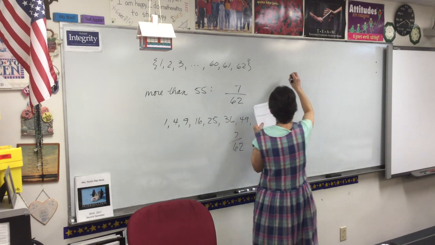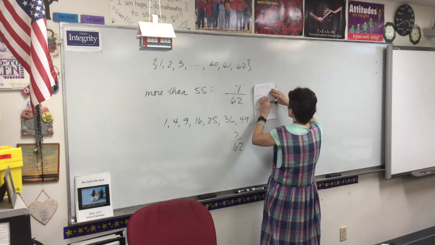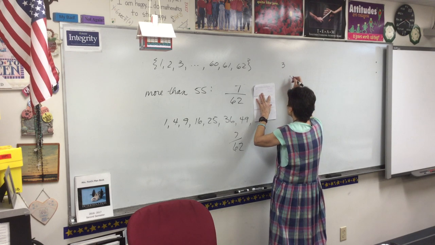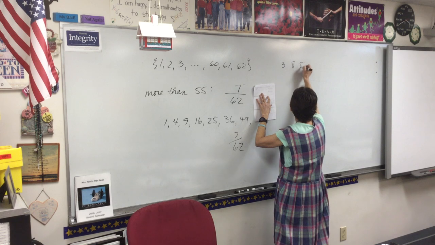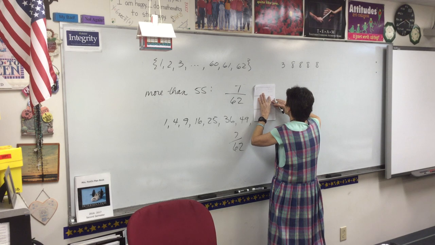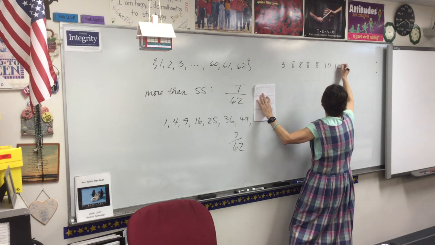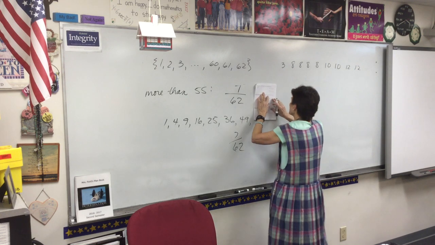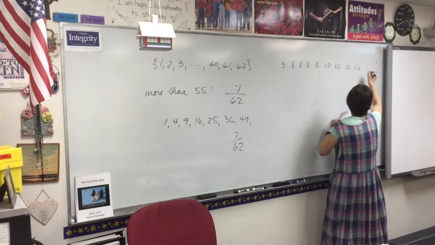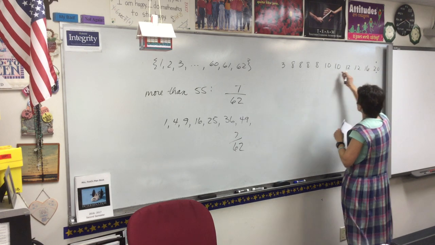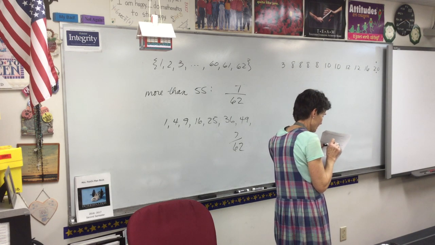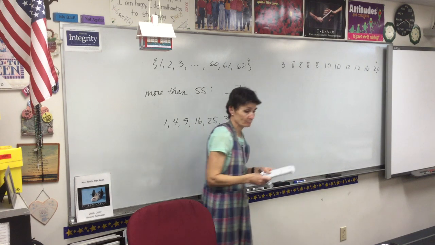So I'm going to go ahead and rewrite them in order, starting with the smallest, which is 3. And then 1, 2, 3, 4 8s. And then 2 10s and 2 12s. A 16 and a 20. Did I get everything? Yep. 1, 2, 3, 4, 5, 6, 7, 8, 9, 10, 11. Okay, we got all of them out here.